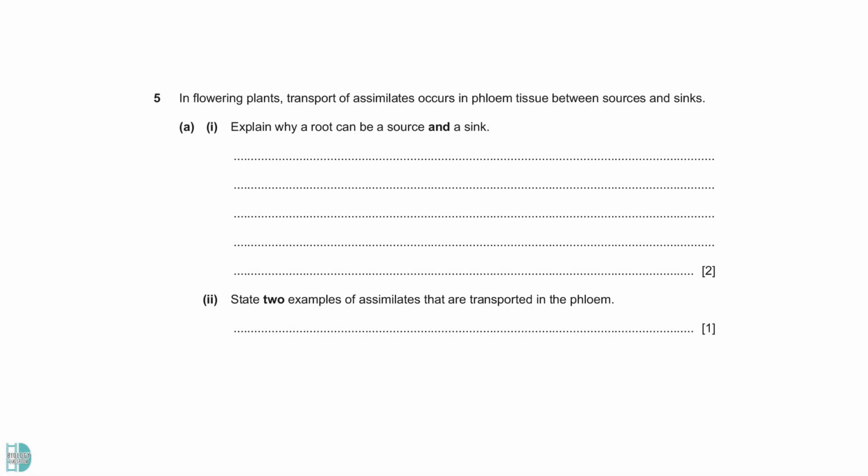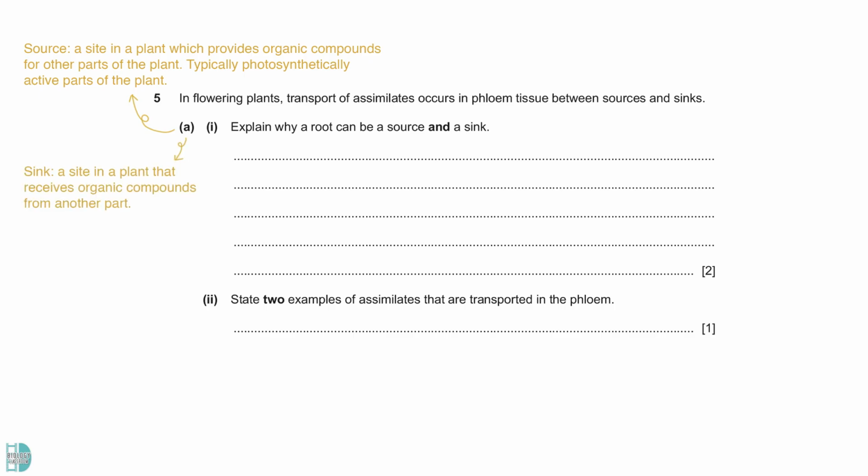A1. Explain why a root can be a source and a sink. A source is a site in a plant which provides organic compounds for other parts of the plant. Sources are typically photosynthetically active parts of the plant. A sink is a site in a plant that receives organic compounds from another part.